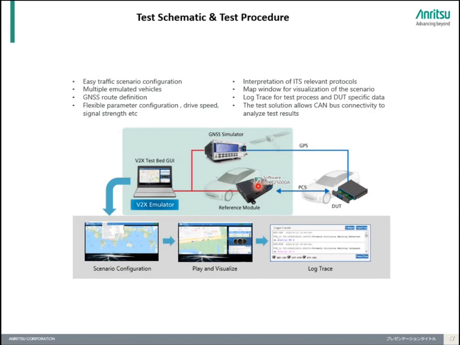So this is simulated using a GNSS simulator. Then we have a software tool which controls the entire test setup, and you can create various road condition or vehicle scenarios, and then test how the DUT and the reference module are communicating to each other, and if a warning is being established at the DUT side or not.